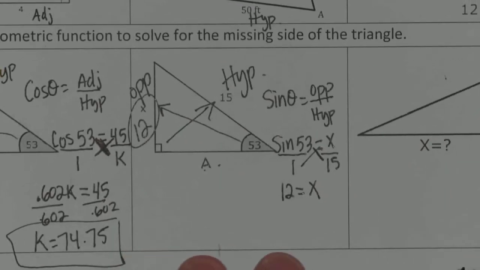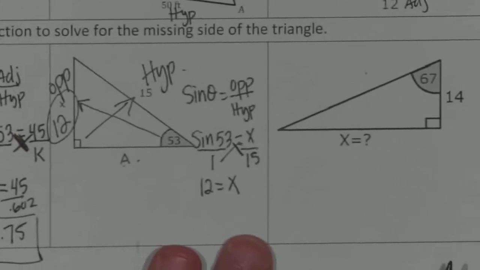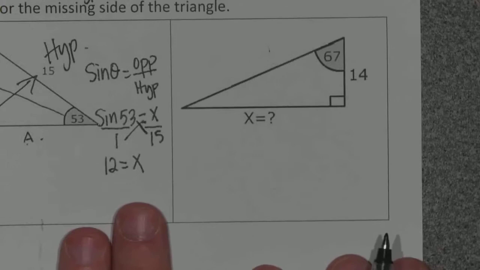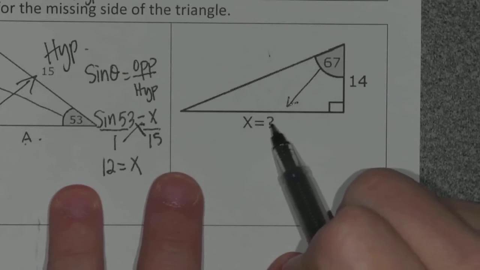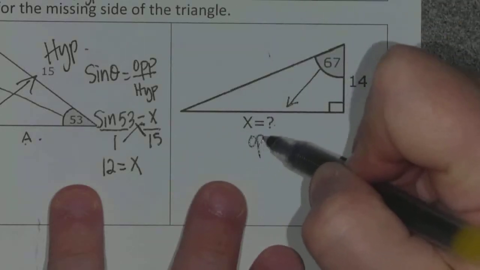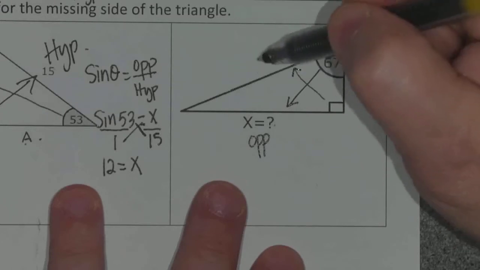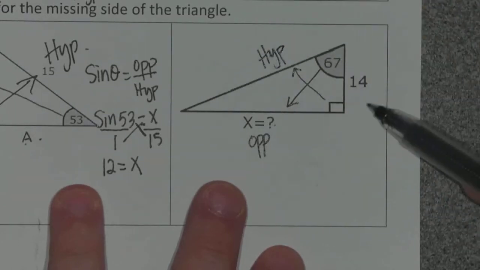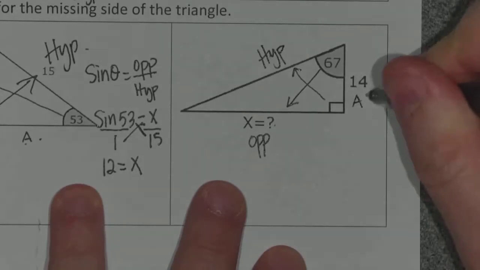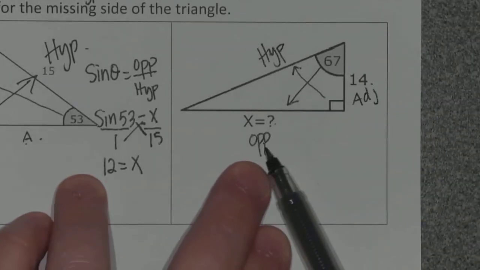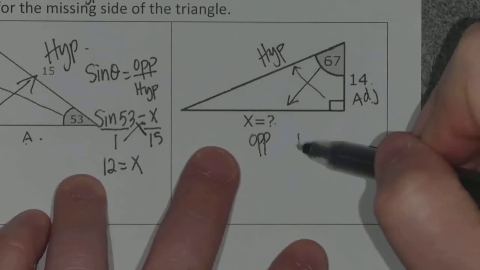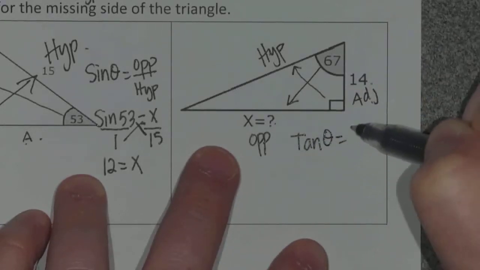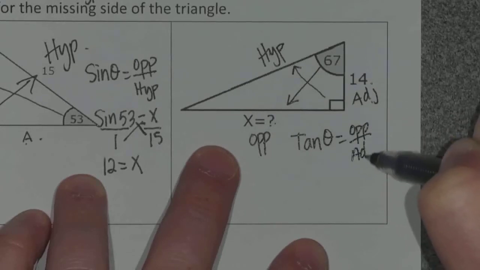All right, do you think you have it? No? Let's try one more then. Label your triangle from the angle that they give you. Which side would this be called? The opposite. This one would be the hypotenuse. So what other side did they give me? Adjacent. So I have the opposite I'm looking for, and they gave me the adjacent. Which trig function uses opposite and adjacent? Tangent. So I know it's going to be the tangent of the angle equals the opposite over the adjacent.